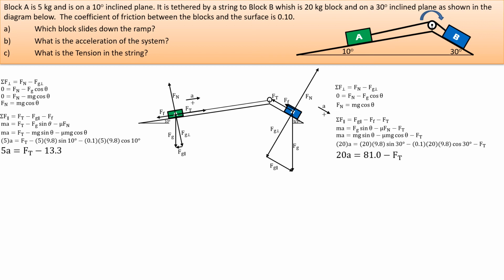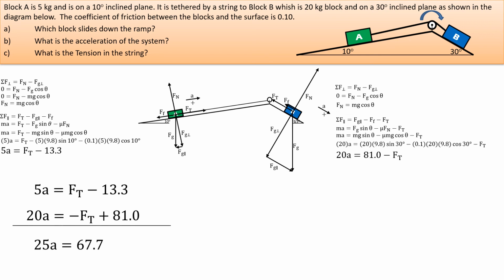So two equations, two unknowns, and there's actually two different ways that we can solve. The quick and easy way to do it is to add these two equations together. To do so, we'll rearrange that second equation so that everything's in line, and you could just add them together like that. So 5a plus 20a is 25a. These forces cancel each other out, and then you have negative 13.3 plus 81 is 67.7. If you're not comfortable with that way, or if you don't believe me, you could do it a different way. Oh, and then the acceleration, you could actually solve for it now. It says 2.7 meters per second squared.